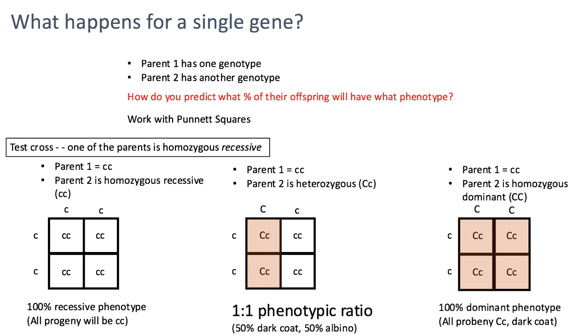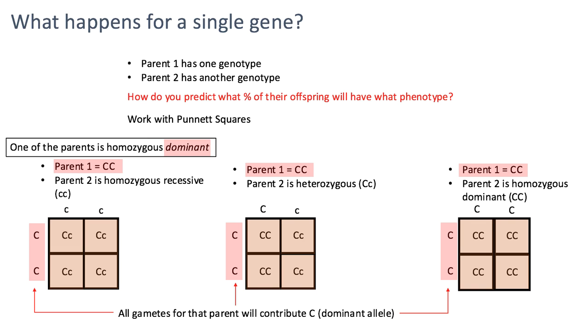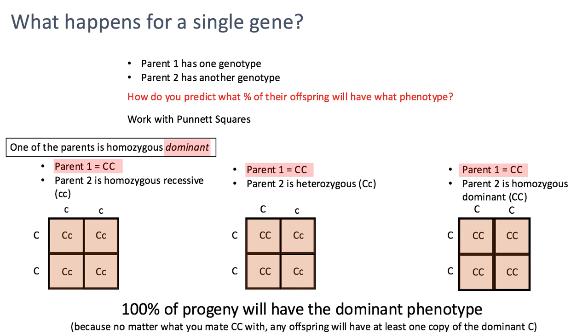If one parent is homozygous dominant, all the gametes it will be able to make will have to carry the dominant allele. So in our guinea pig example with the coat color gene, if one parent is homozygous big C, every gamete it will make ever will carry the big C allele. So no matter whether it is mated with a big C, big C little c, or little c second parent guinea pig, 100% of its progeny will have the dominant dark coat phenotype because they'll always have received or inherited a big C allele from their homozygous dominant parent.